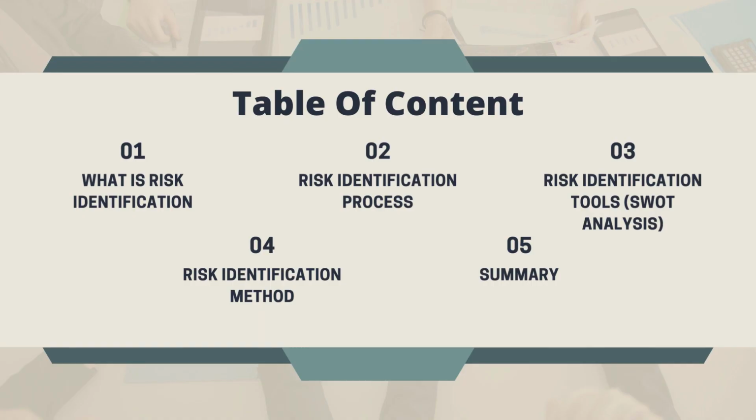So for the table of content, we have 5 topics. The first one is what is risk identification. Second, risk identification process. Third, risk identification tool such as SWOT analysis. Fourth, risk identification method, and the last one is a summary.